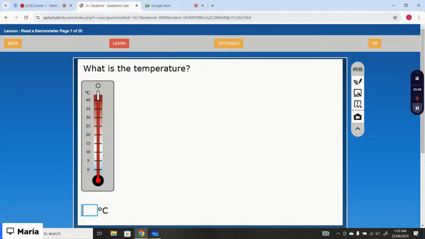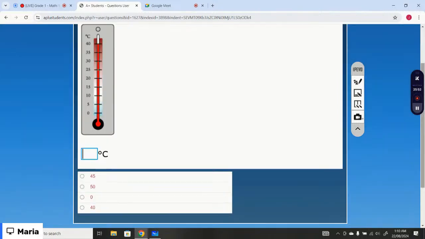What is the temperature? Which is the correct option? Just match the line where the color is changing from red to white, so that matches to 40. Yes, 40 degree it is. The correct option is 40. Got it? Okay, you can complete the lesson by yourself later today. Let me just move on to the next lesson.